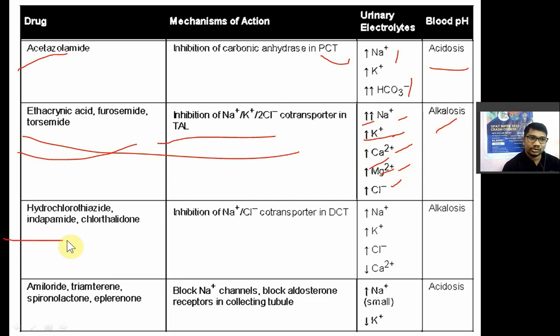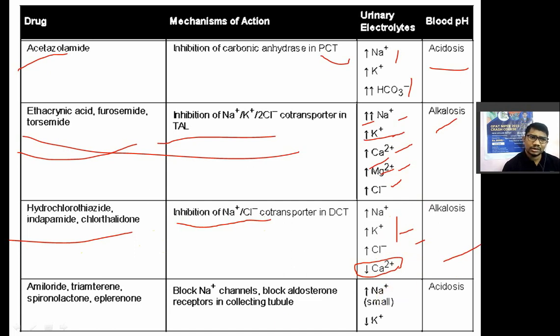Then thiazide diuretics, they will act on the distal convoluted tubule, the primary part of the distal convoluted tubule. So they inhibit the sodium chloride co-transporter in the DCT. So they will cause excretion of sodium ions, potassium ions, chloride, and they will decrease the excretion of calcium ion. So all ions are excreted, sodium, potassium, chloride, except calcium. So they can also cause acidosis in the blood.